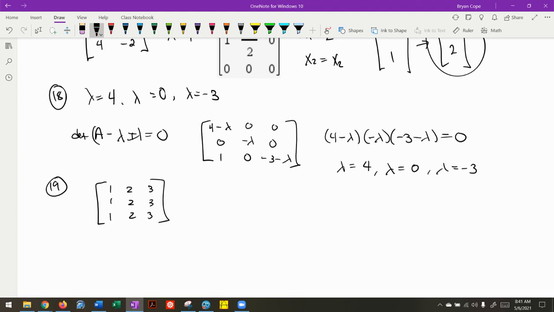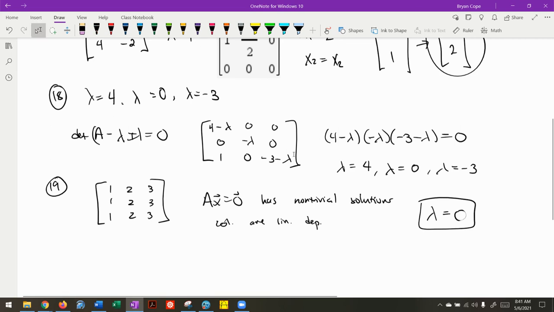Okay, we know right away that Ax equals 0 has non-trivial solutions. And the reason we know this is because the columns are linearly dependent, right? Well, if Ax equals 0 has non-trivial solutions, that means we don't need to subtract away any lambda. That means lambda equals 0 is an eigenvalue, and that's the one that we can find without any computation.